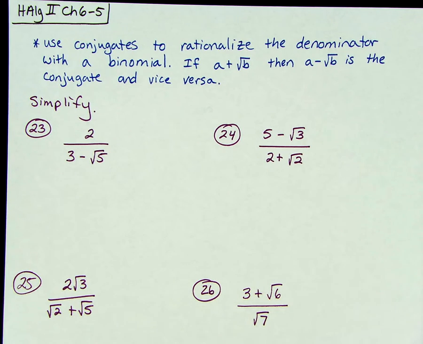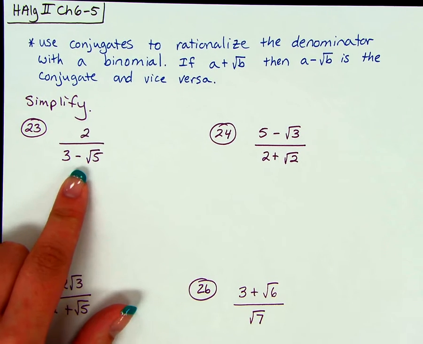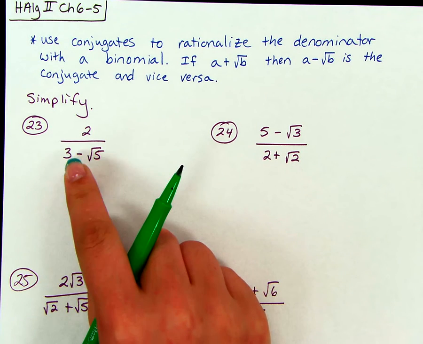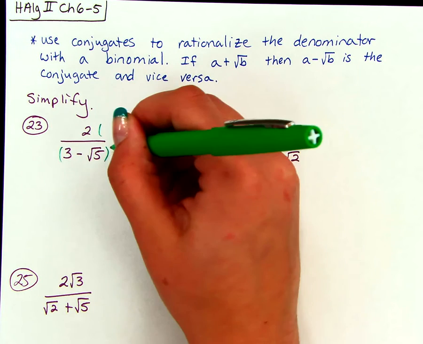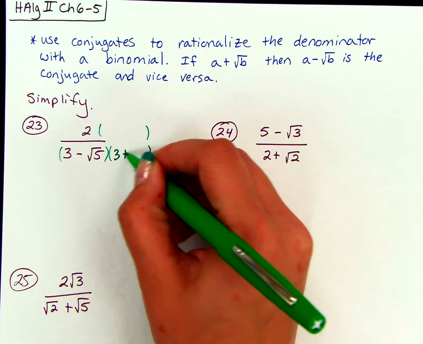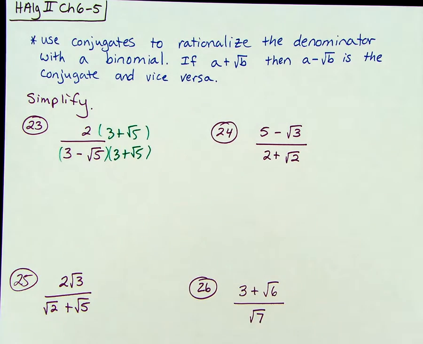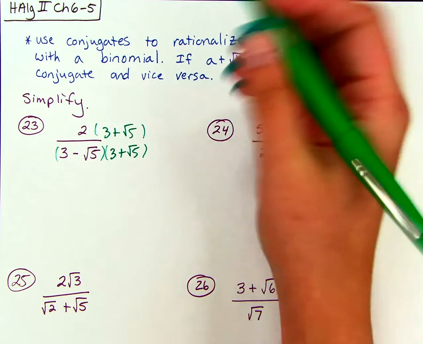So on 23, we have a radical in the denominator, so we have two terms, so we have to multiply by the conjugate. We're just going to change the sign in front of the radical, and that's how we figure out what we want to multiply by. So we would multiply by 3 plus the square root of 5. And then we just use our rules for multiplying to help us simplify. So in the numerator for this one, we're just going to distribute.